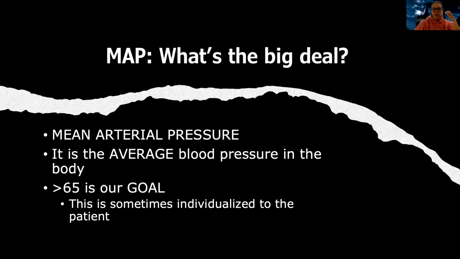All right, so today we're going to go over what is the MAP and why are we even sitting here talking about it. So the MAP is also known as the mean arterial pressure. And effectively what this is measuring is it's telling you the average blood pressure in the body.